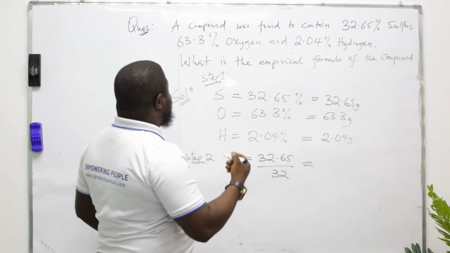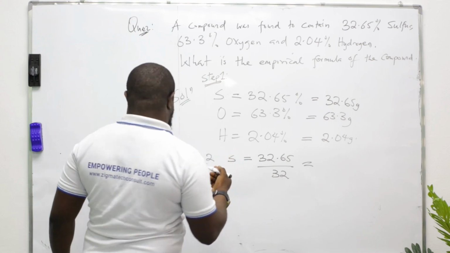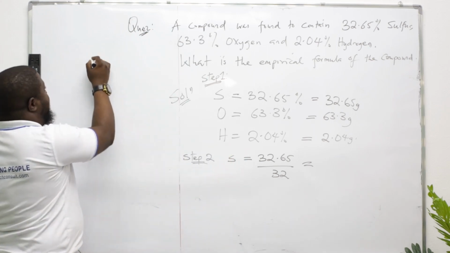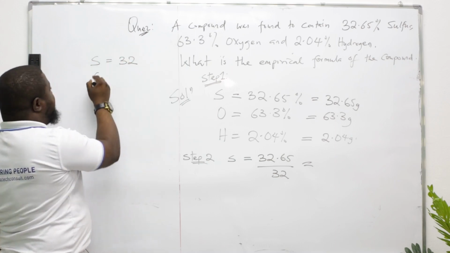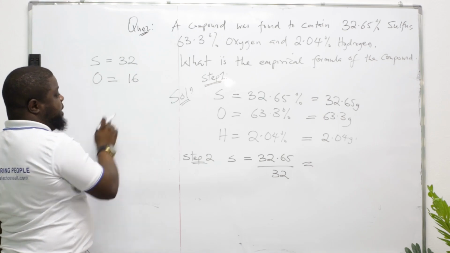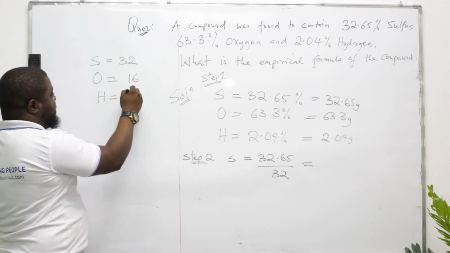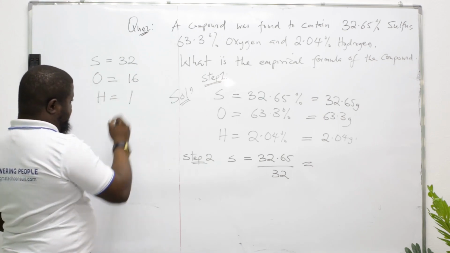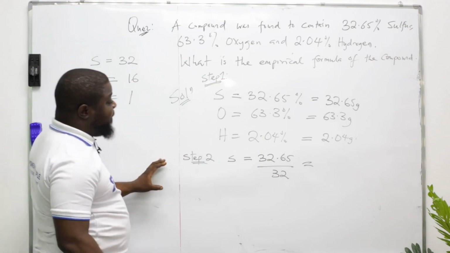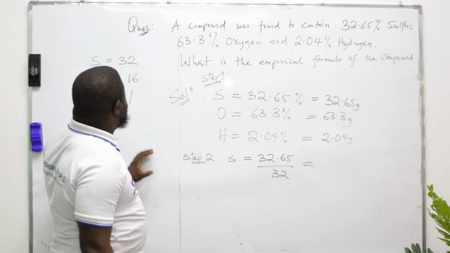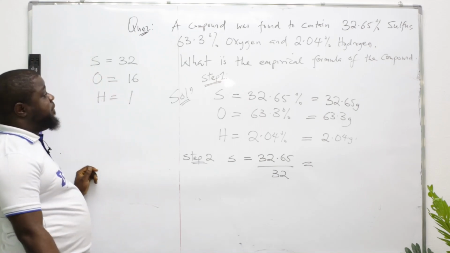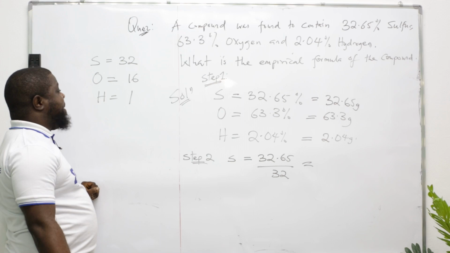I told you that the mass of sulfur is 32. Okay? Mass of oxygen is 16. And mass of hydrogen is 1. And they said, divide all the given masses by their molar mass. Now, the molar mass of sulfur is 32, mass of oxygen is 16, and mass of hydrogen is 1.